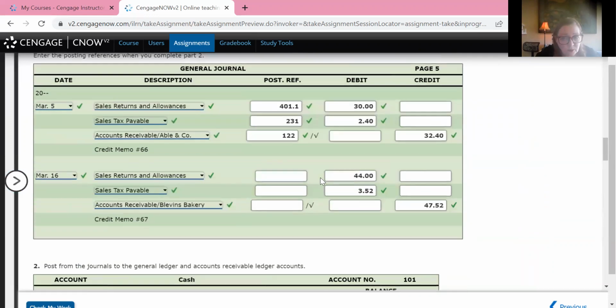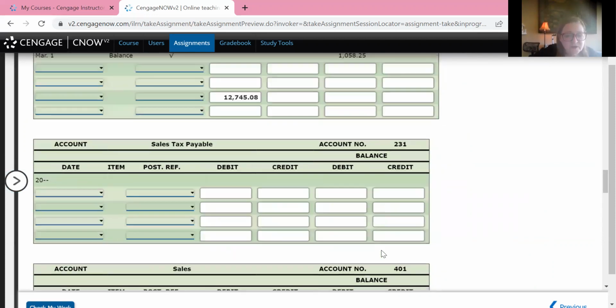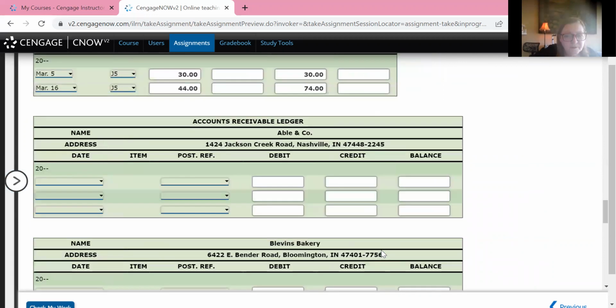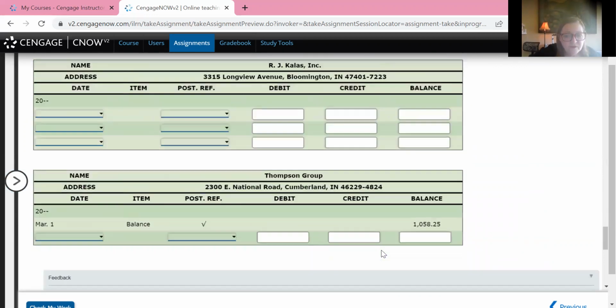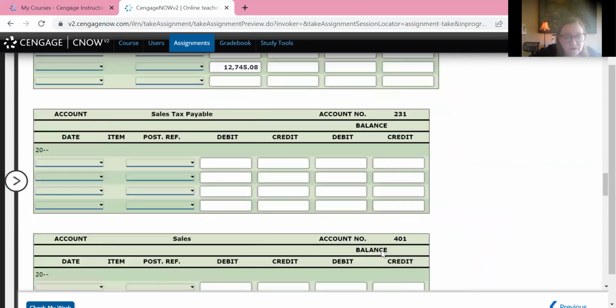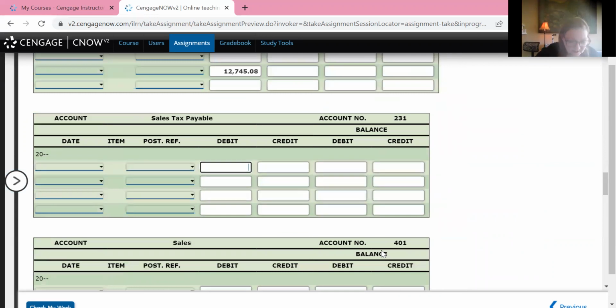Now, sales tax payable took 2 debits during the general journal. See that? On the 5th, it was $2.40, and on the 16th, $3.52. So let's go to sales tax payable. Oh, come on. There's got to be one. Okay, sales tax payable had a debit of $2.40 and another debit of $3.52.